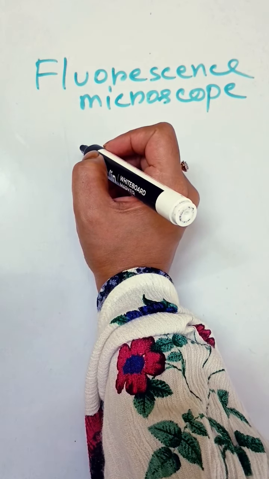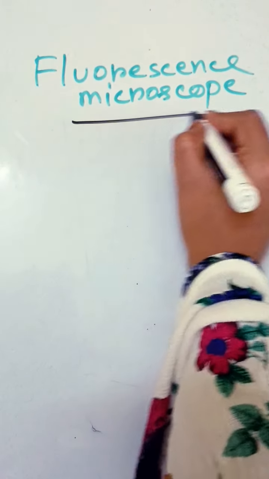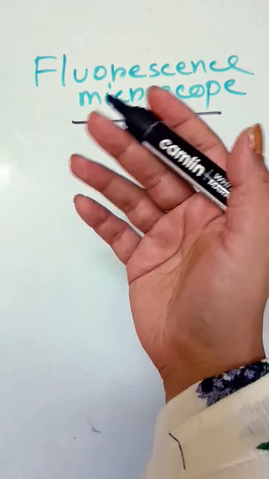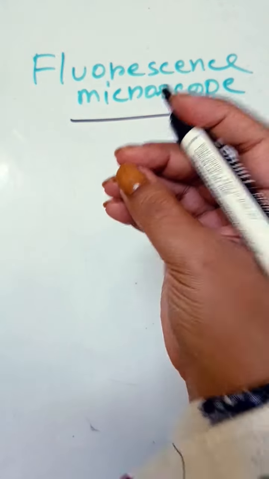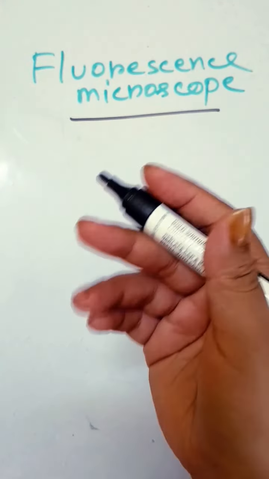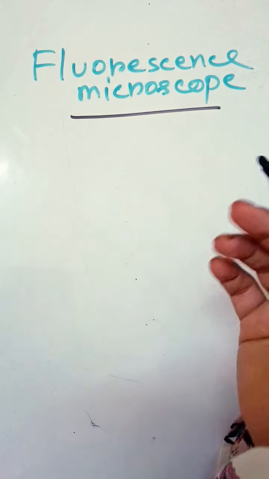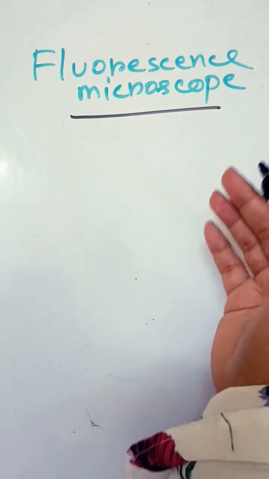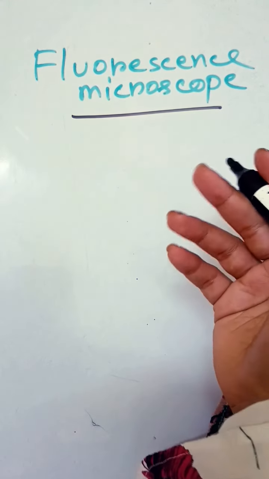In this video, I'll be talking about the fluorescence microscope. Usually in case of light microscope or electron microscope, in case of light microscope, the light is employed to excite the molecule. In case of electron microscope, the beam of electrons is used to excite the molecules or the specimen basically, that we want to visualize through the microscope.